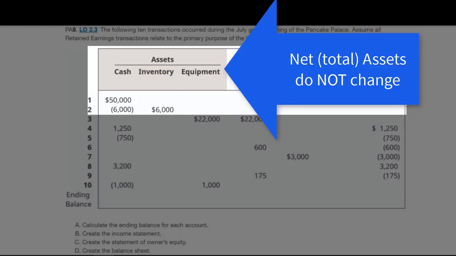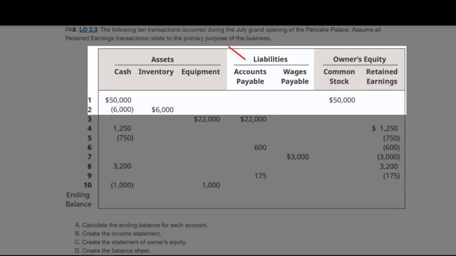Assets overall, net, total between the two, do not change in total. There is no effect on liabilities. And so, if overall total assets do not change, and if there's no change in liabilities, then value, which is assets minus liabilities, does not change either. And that is why there are no numbers in the value columns in row 2. Value does not change.